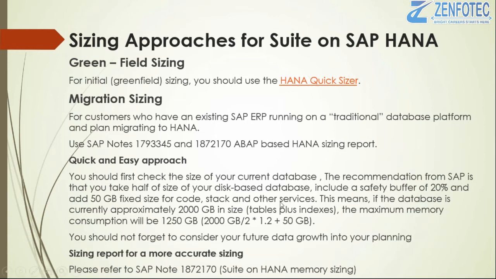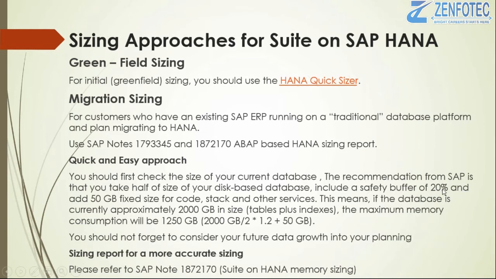For example, the recommendation from SAP is that you take half of the size of your disk-based database. For example, if your Oracle database size is 200 GB, SAP recommends to first divide your database size by half. If it is 2 TB, then it will become around 1 TB. And then SAP says you take a 20% buffer.